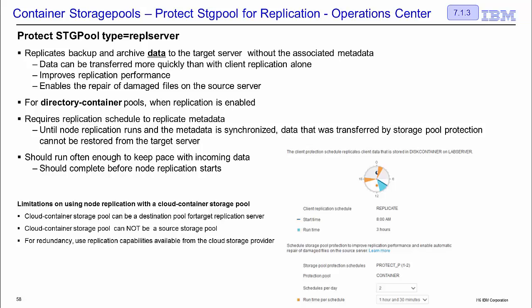So some of the limitations on using node replication is that the cloud container storage pools can be a destination pool for the target replication server, but cloud container storage pools cannot be a source storage pool. And for redundancy, you might want to use replication capabilities available from the cloud storage provider if you're interested in how to protect cloud storage pools.